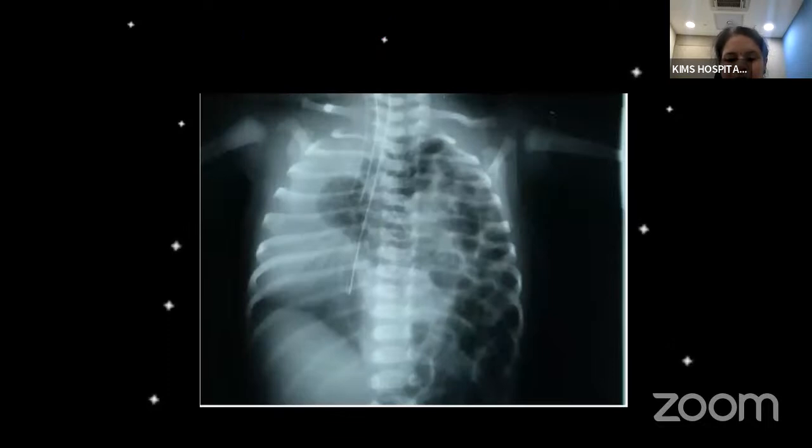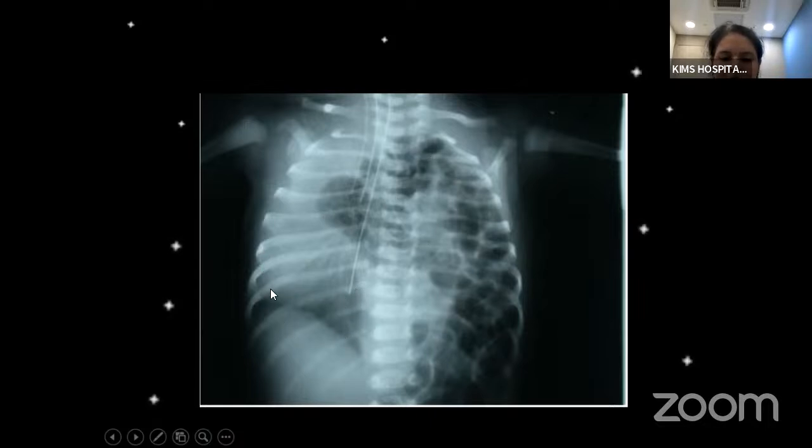This is a newborn that presented with respiratory distress and scaphoid abdomen right from birth. We can appreciate multiple air-filled intestinal bowel loops herniating into the left hemithorax, causing mediastinal shift. We can see how the endotracheal tube as well as the feeding tube are pushed towards the right side, indicative of mediastinal shift, and the positioning of the stomach is also malposed.